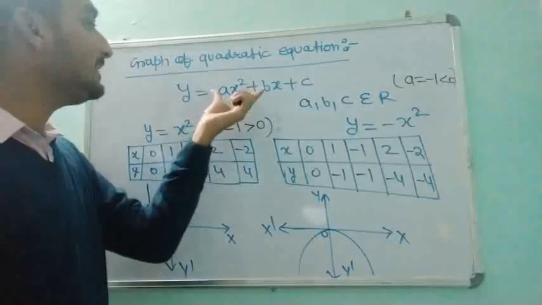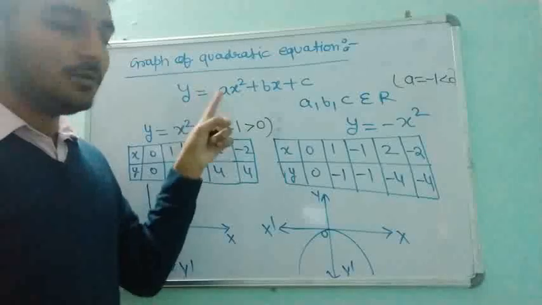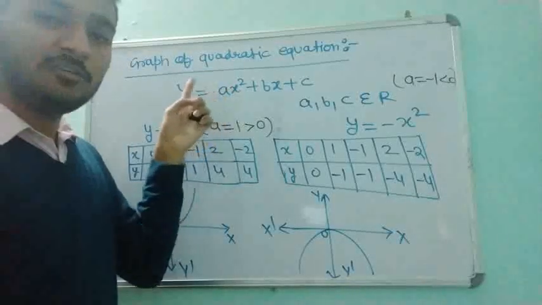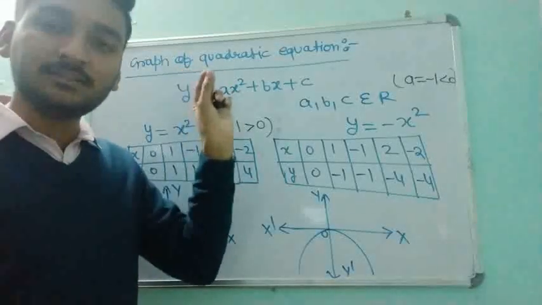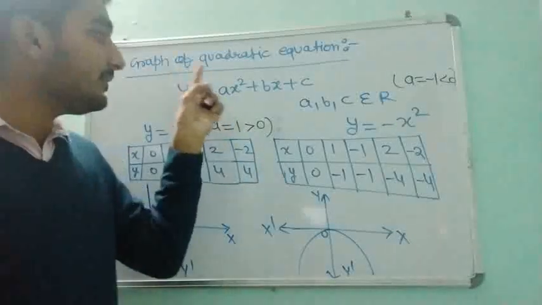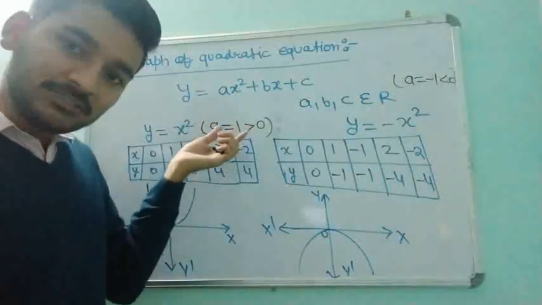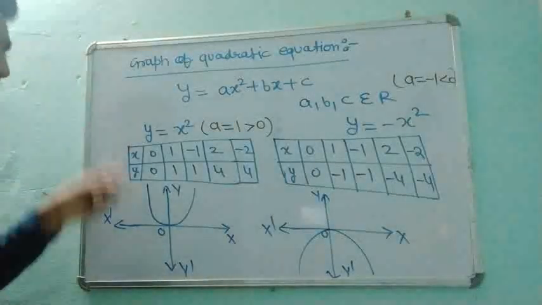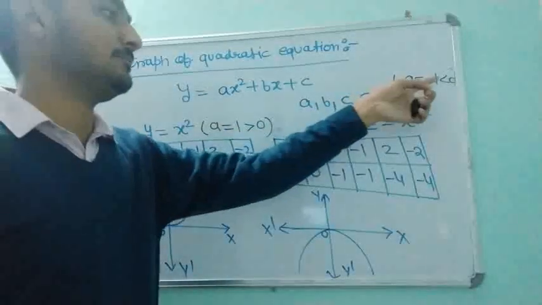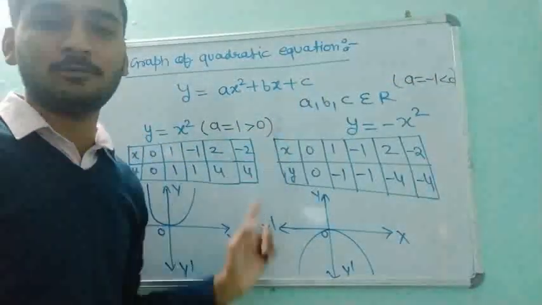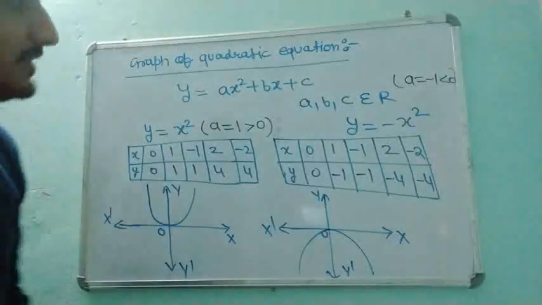So by seeing the equation, or the coefficient of x square, we can conclude very clearly that if the coefficient of x square is greater than 0, then the parabola mouth opens upward. If it is less than 0, then the parabola mouth opens downward. So this is the first thing.